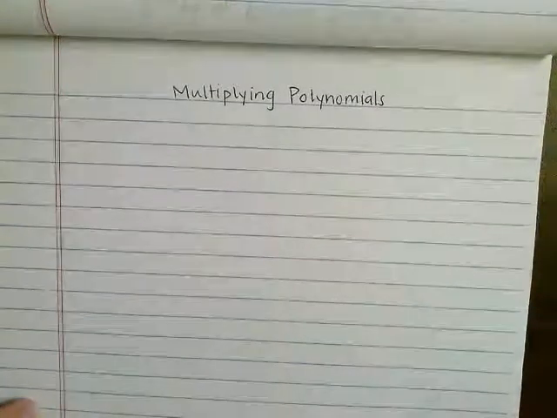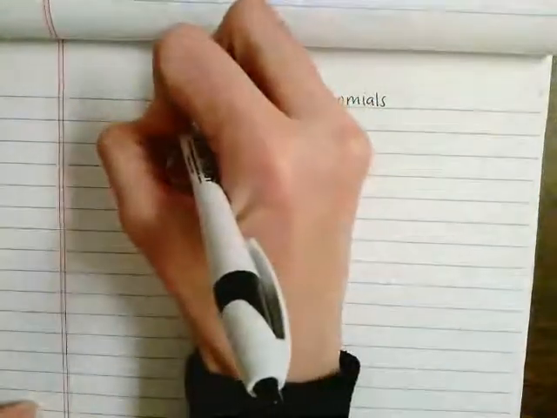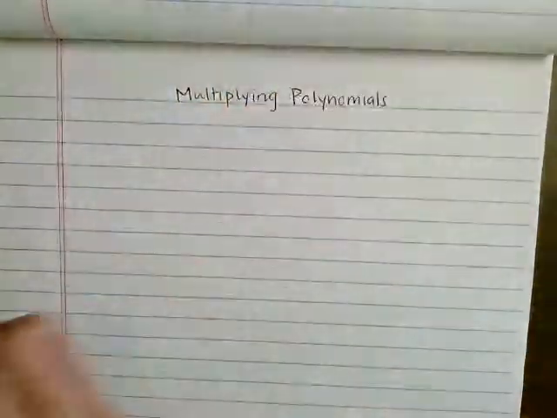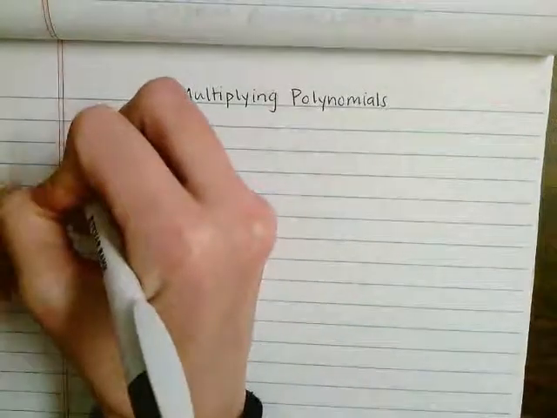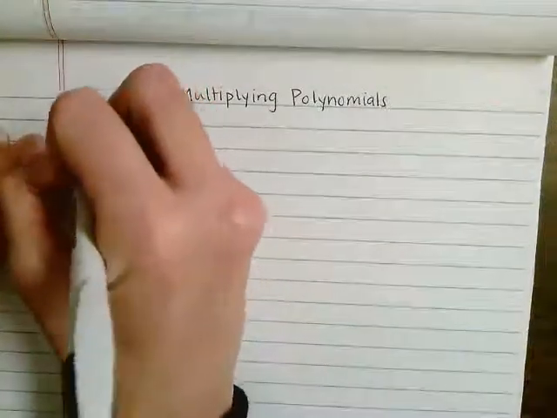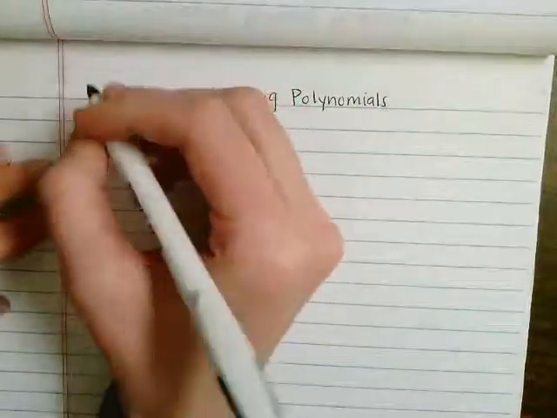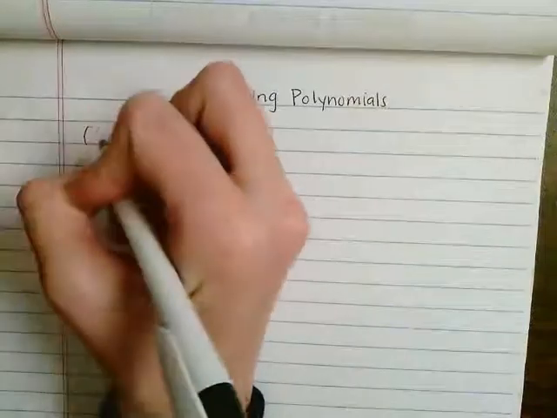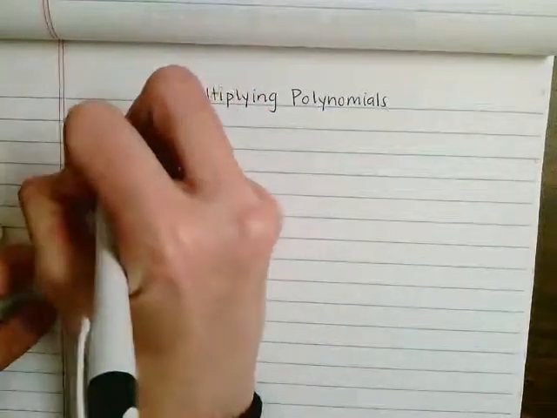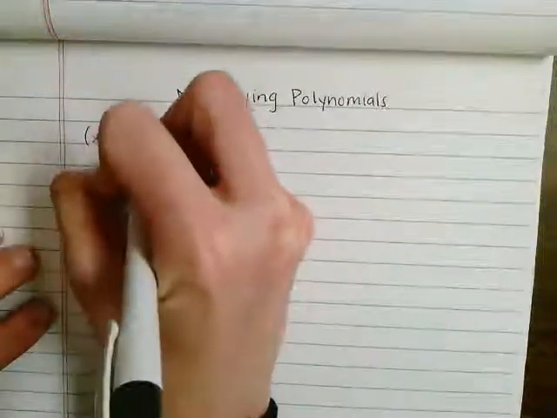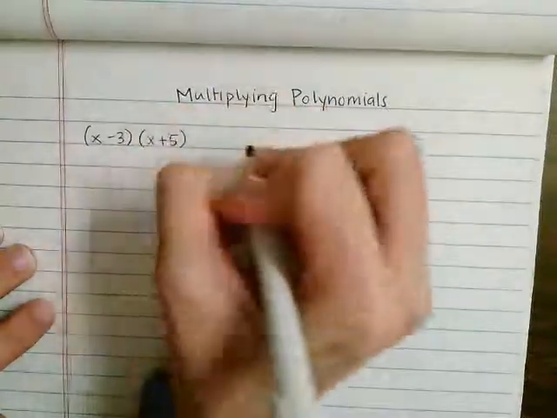Okay, so today what we're going to talk about is multiplying polynomials. We have had adding and subtracting polynomials, but now we are going to talk about multiplying polynomials. So really what you're going to have to know is how to multiply two binomials, which means two terms. So for example, x minus 3 times x plus 5.